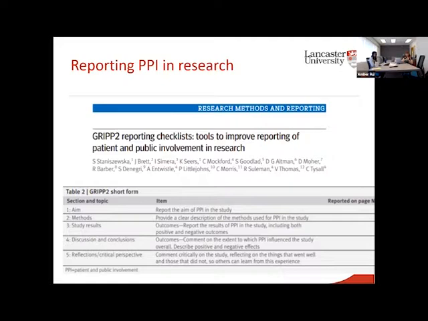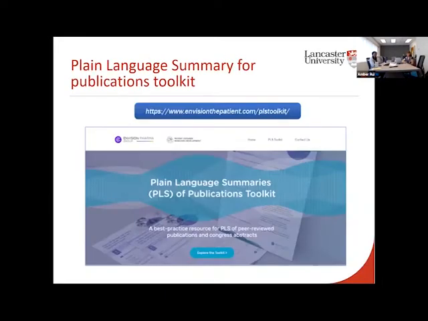And that's the only way we can really learn in a sort of meta sense from across all the different studies. So this guideline was developed by Stanisławska, whose name I can never pronounce, and it's part of an international group. They're based in Warwick. I've just flagged the short form here, but the long form actually is really helpful in thinking through how to write up PPI in research projects. So that's another thing that we've been using.